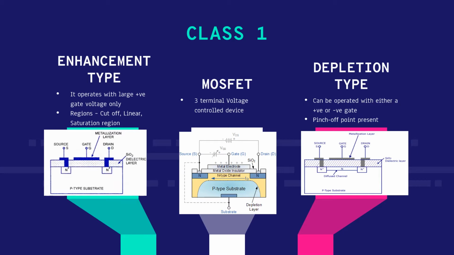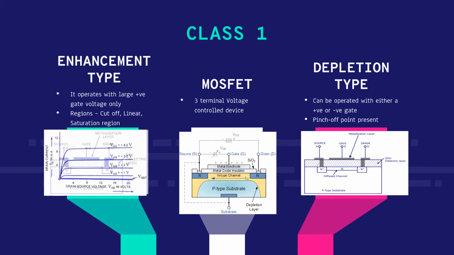Now, if we keep the gate to source voltage fixed at a point greater than the threshold voltage so that the MOSFET is on, and increase the drain to source voltage, then the drain current increases and saturates at some point. Now we'll have three regions in the enhancement type. That will be the cutoff region, the linear region, and the saturation region.